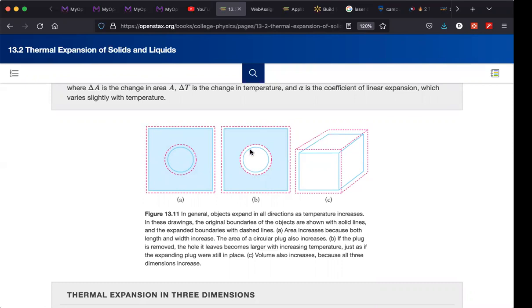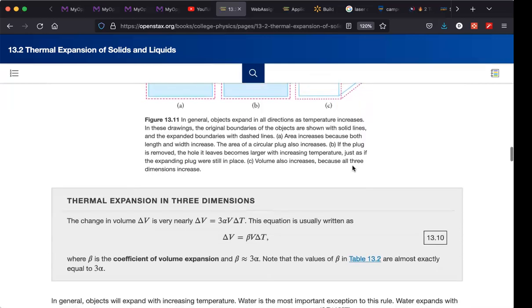But if you cut a hole in the plate, a lot of people would think, oh, well, if it expands in both directions, then that hole is going to get smaller. But it doesn't. The hole actually gets bigger. It expands outward in both dimensions, but it doesn't expand inward. So the hole actually gets bigger. And if you're in 3 dimensions, so that you have a height, a width, and a depth, then the whole volume will get bigger or smaller if it's getting colder.